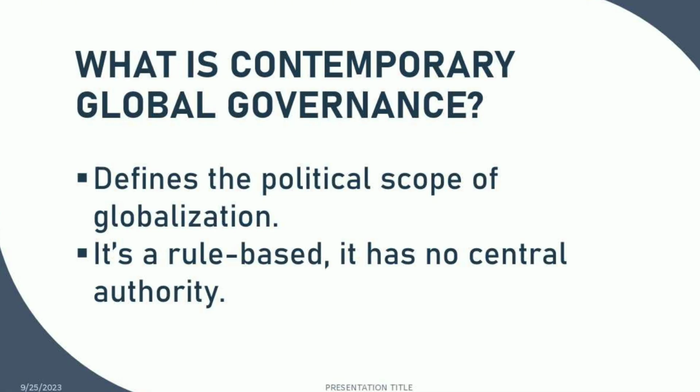What is contemporary global governance? It defines the political scope of globalization. It's rule-based, it has no central authority. Contemporary global governance is a dynamic and evolving framework for addressing the world's most pressing issues. It relies on cooperation, diplomacy, and international institutions to find solutions to global challenges in an increasingly interconnected and interdependent world.